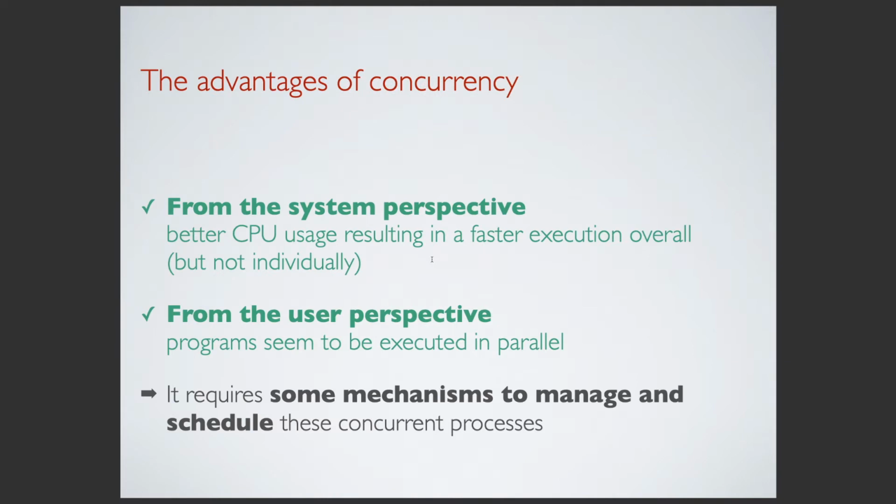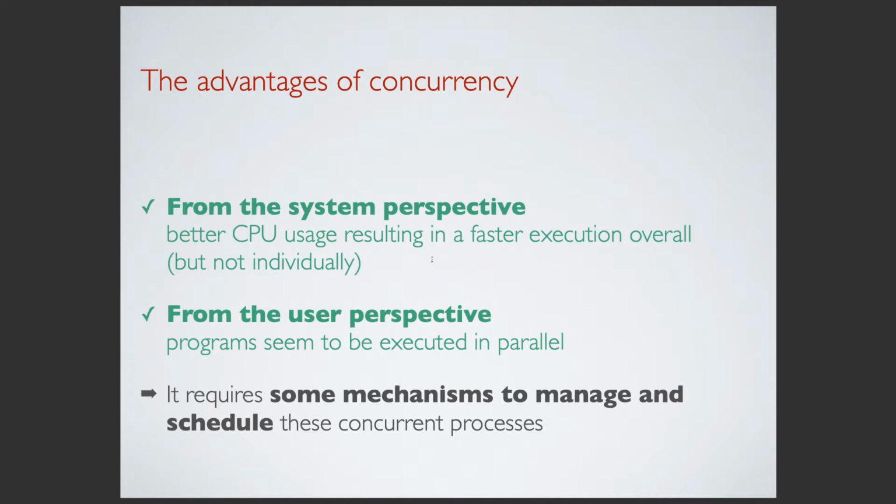Again, the advantage of concurrency, from the system perspective, is better CPU usage. We saw it last time: if the CPU is not waiting for I/O, you execute a lot of programs in less time. You execute a bunch of programs faster, but not individually, because sometimes a program might wait for another program to execute before taking the CPU. But from the user perspective, this is great. It looks like everything is going at the same time, in parallel.